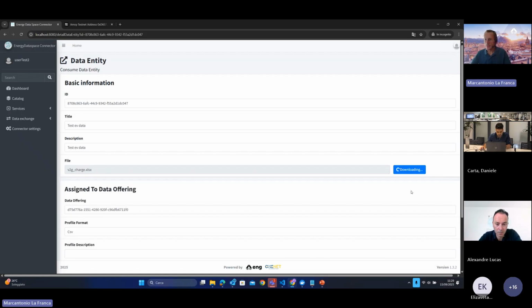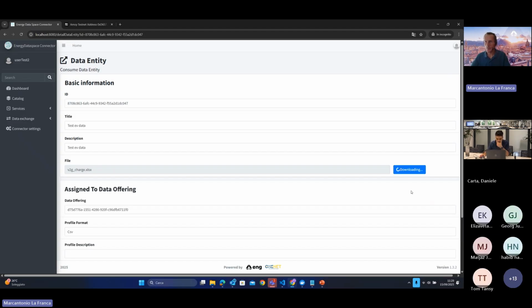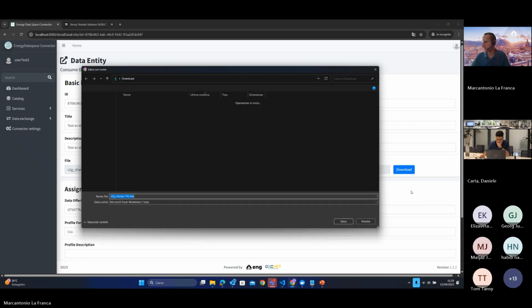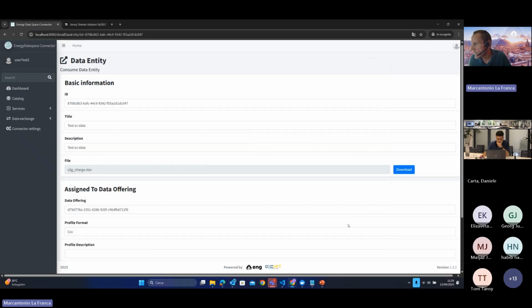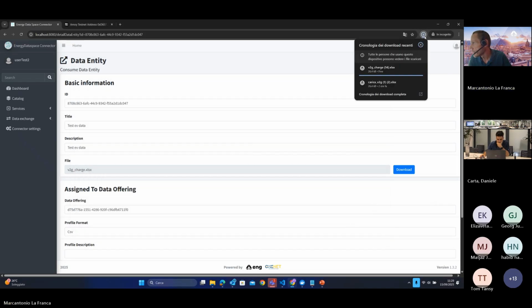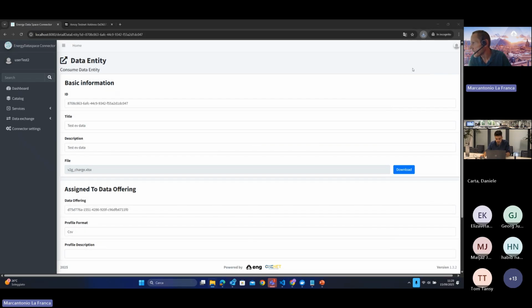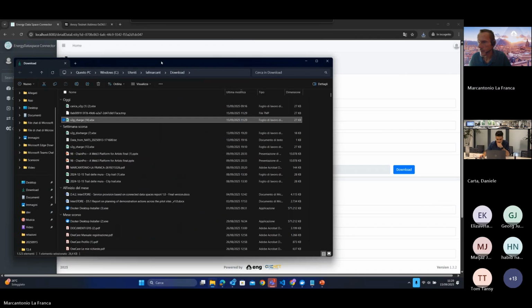So in this case, the connector of the data consumer, user test 2, communicates with the connector of the user test 1 to download the data from the user test 1 connector. So the data is downloaded. We can save this data, and we can also open the file.